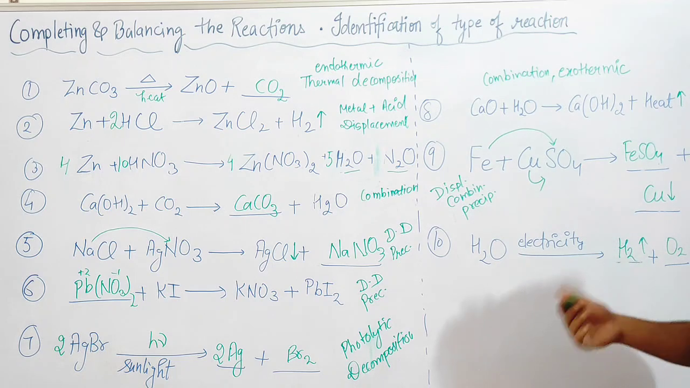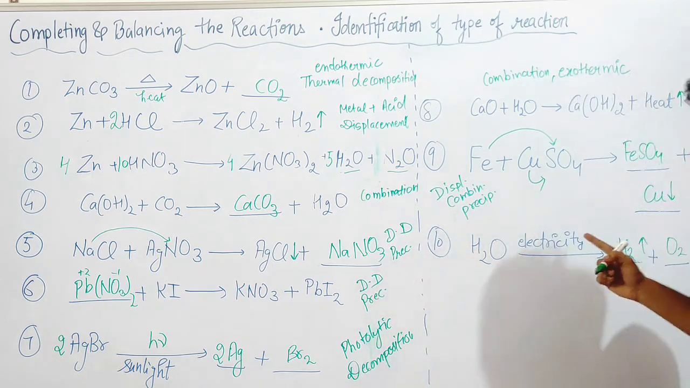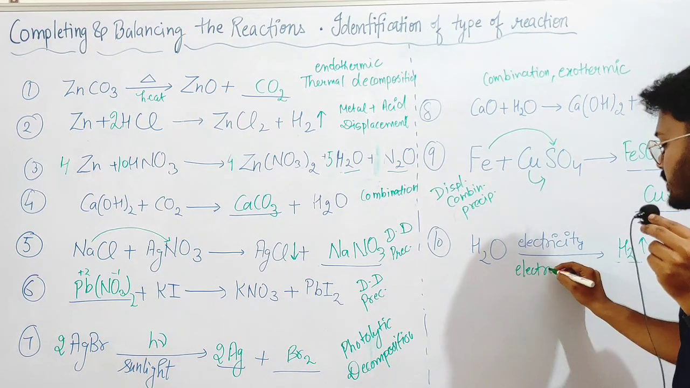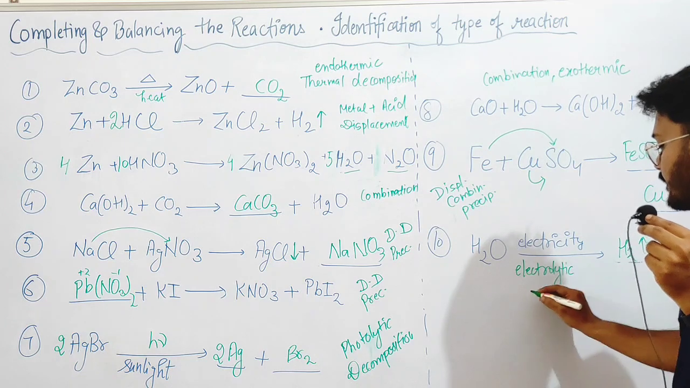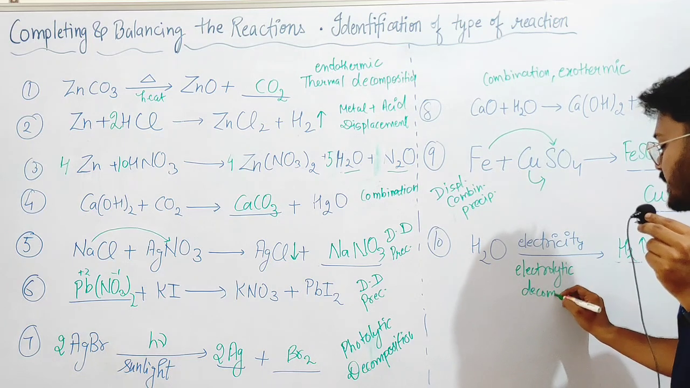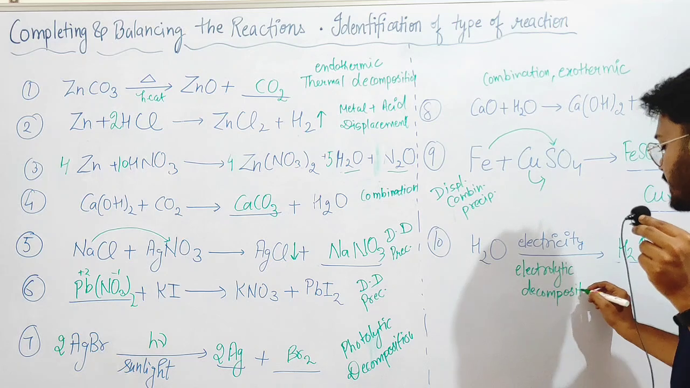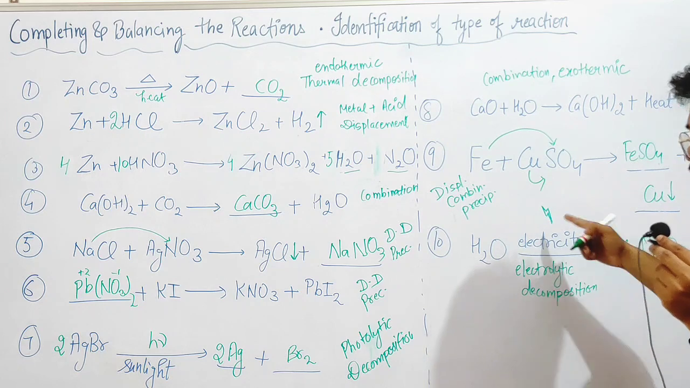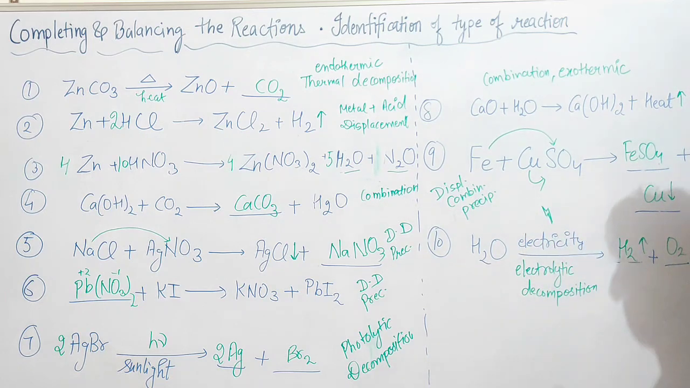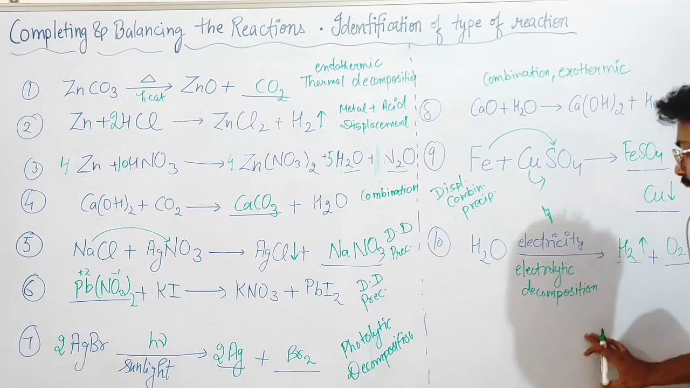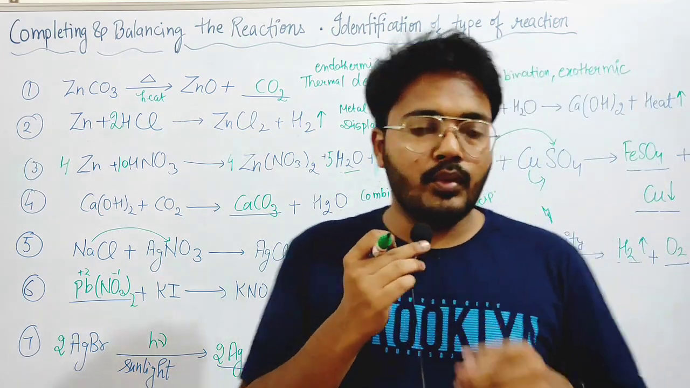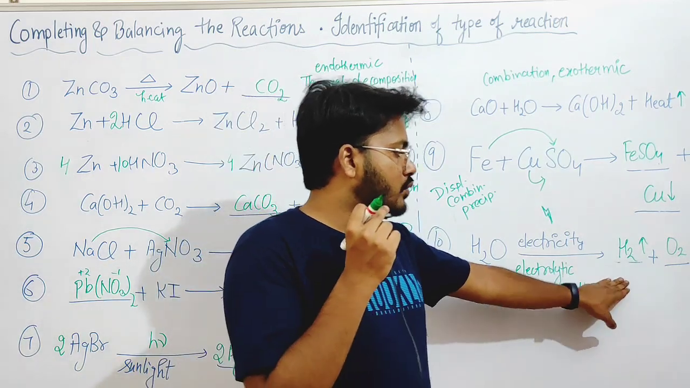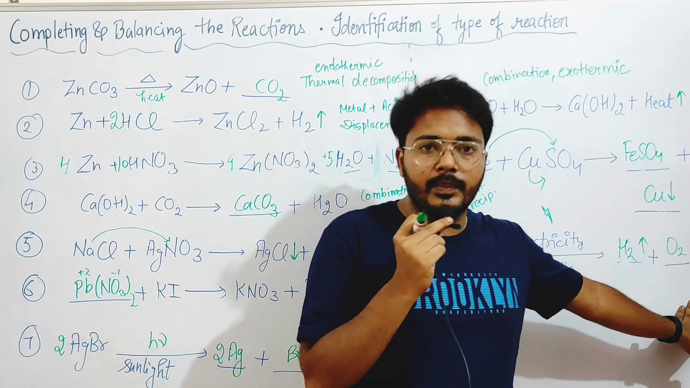This is a type of decomposition reaction, but electricity is there, so we can say that it is an electrolytic decomposition reaction. This is an electrolytic decomposition reaction, and we can also draw a symbol of electricity here. Sometimes instead of electricity, a symbol is mentioned. So what type of reaction is it? Electrolytic decomposition reaction. Okay. And sometimes the question asks on which electrode hydrogen and oxygen will be liberated.